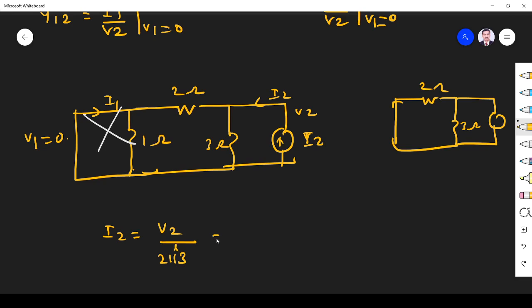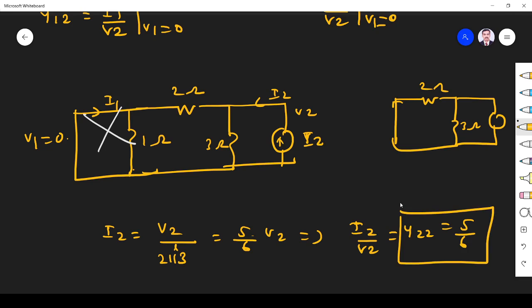So 2 parallel 3 will become 2 into 3 divided by 2 plus 3. So it is 5 by 6 V2. So I2 by V2 is nothing but Y22. That is 5 by 6. So this V2 we bring to this side. I2 by V2 is Y22, that is 5 by 6.